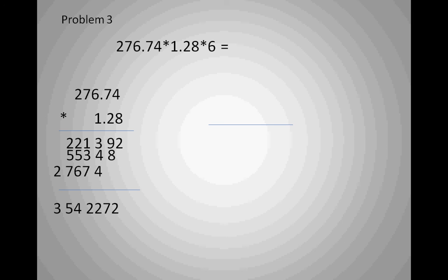And again, let's count the decimal places. There are 2 decimal places in the first number and 2 decimal places in the second number. And 2 plus 2 equals 4. So you have to move 4 decimal places from your right hand side to the left. And the answer will be 354.2272.